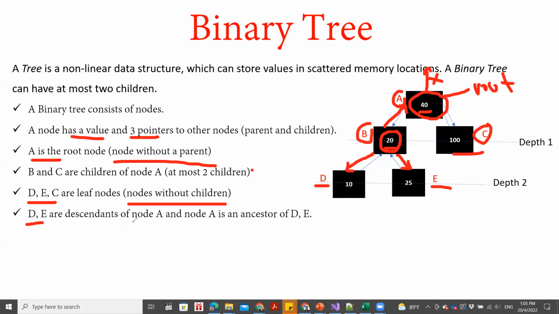And D, E are descendants of node A. So over here, D, E are descendants of node A. So DE descends from over here, right? So it's like the ancestor, right? So here A is the ancestor of DE, right? The first parent. So DE are descendants of node A, and A is the ancestor of DE.